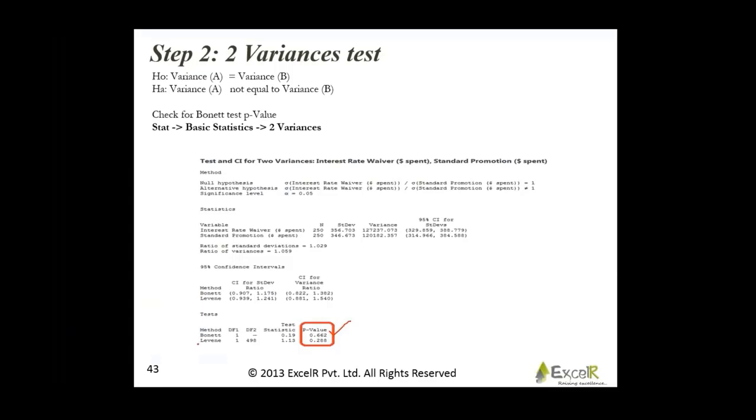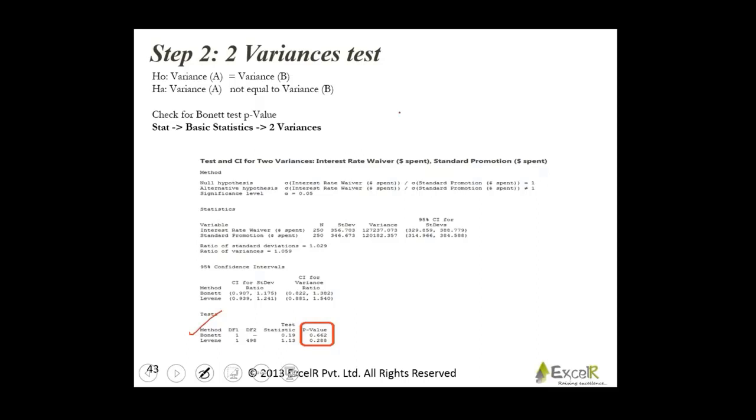What is this Levene's test? If you assume that the data are normal, you go with the Bonett test. If you do not assume that the data are normal, you go with the Levene test. We have already proven that the data are normal, right? Then why am I making the statement that you have to assume that the data are normal? And if you assume that the data are normal, you go with the Bonett test. Why am I making that statement that I'm assuming?